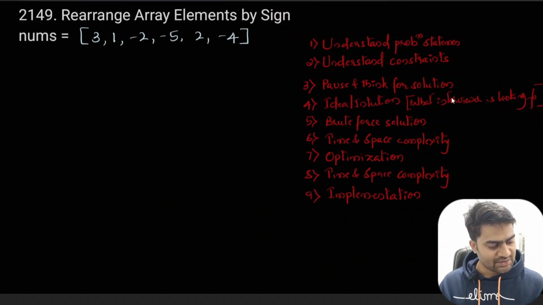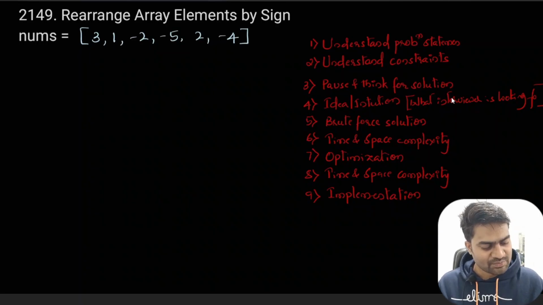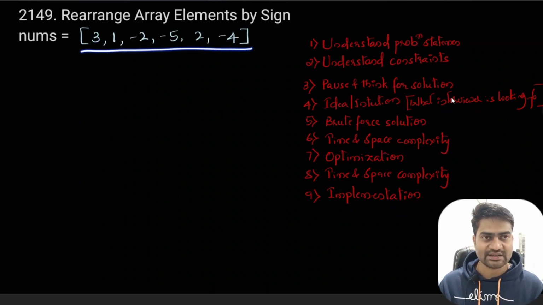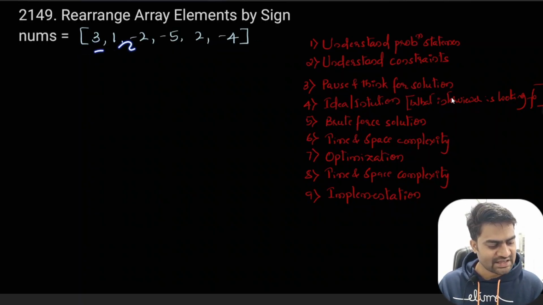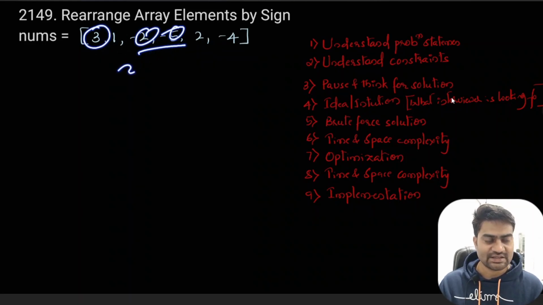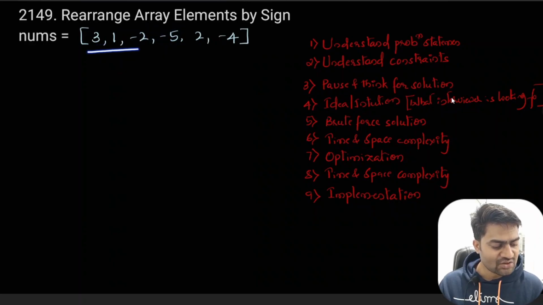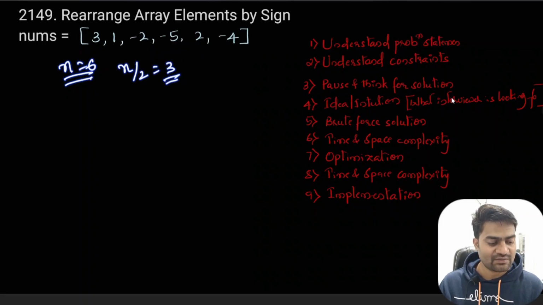Now let us try to understand this problem. So basically they have given this particular nums array. It contains numbers which are positive and numbers which are negative. The length of this particular array is even. If you see, the length of this array is 6, so basically n will be 6 here. And n by 2 is equal to 3, so there will be 3 positive numbers and 3 negative numbers in the array.